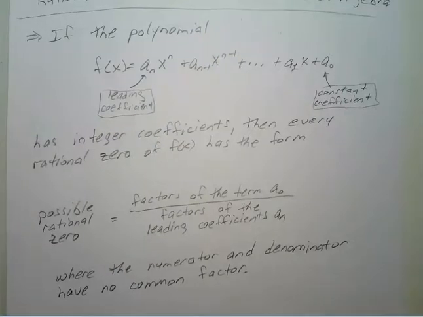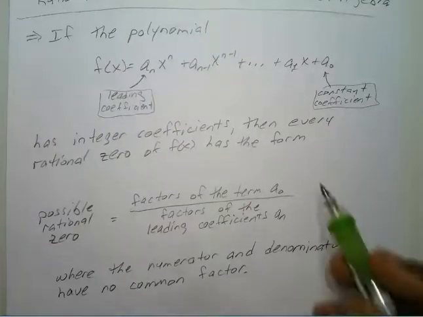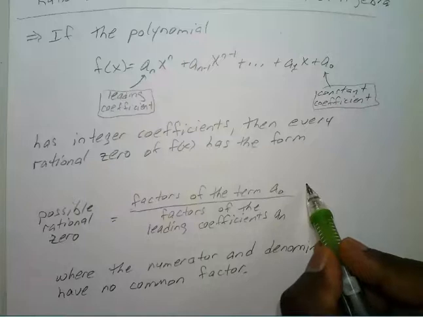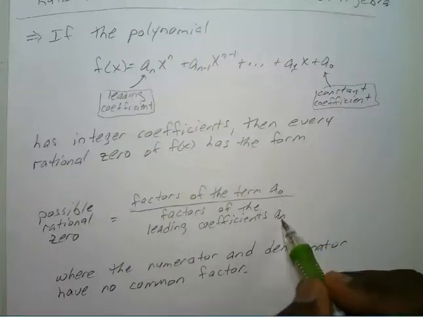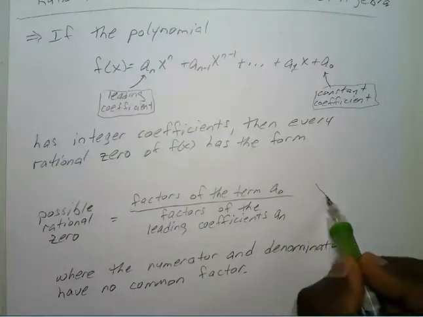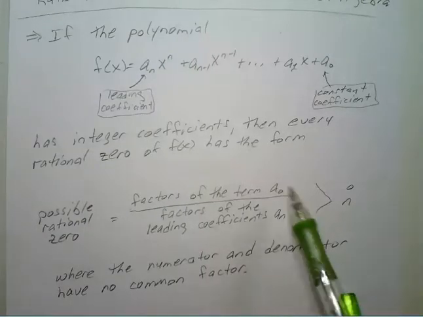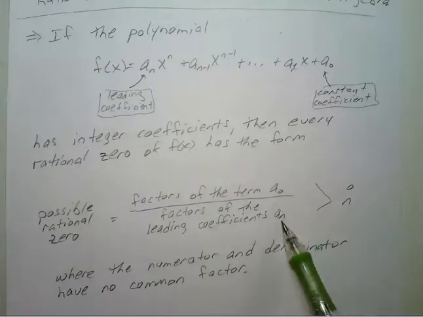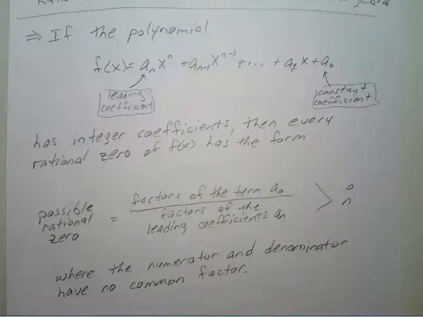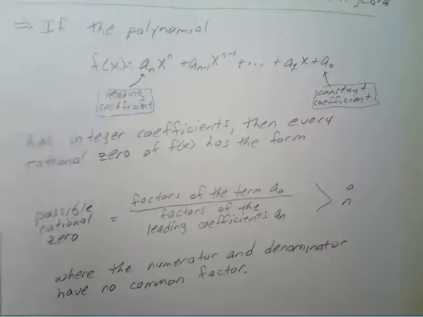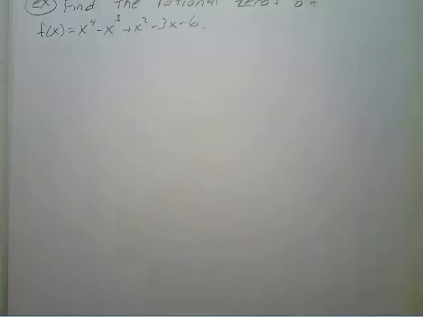Now, one way to remember this, a sub 0 over a sub n, is to remember the word on. A sub 0 is on top, a sub n is on the bottom. If you are still writing this, feel free to press pause, but we're going to jump right to our first example.